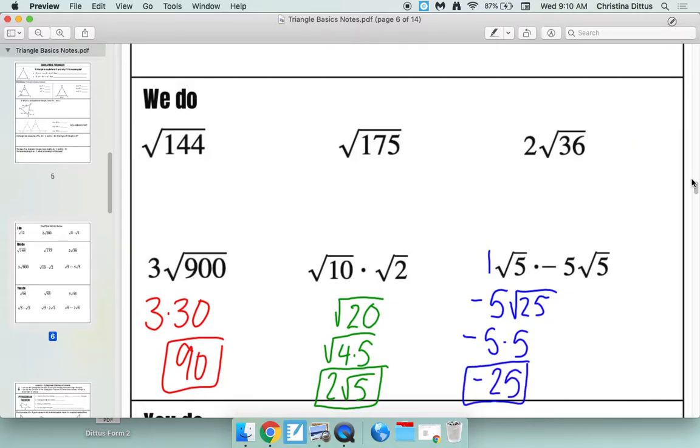Alright. We're gonna stop with simplifying radicals there. I feel like we're getting decent at it. Alright. Flip your page.